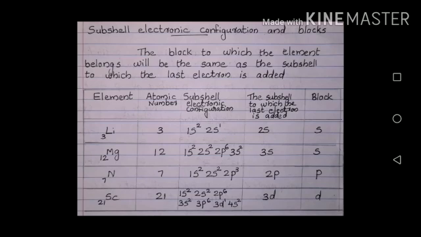In lithium, the last electron is entered in 2s subshell, so the block is S. In magnesium, the last electron is added in 3s subshell, so the block is S. In nitrogen, the last electron is entered in 2p subshell, so the block is P. In scandium, the last electron is entered in 3d subshell, so the block is D. From this table, we can understand there are various blocks, so they are S, P and D.